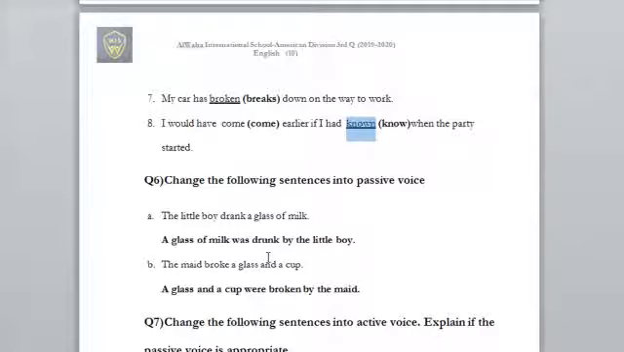By whom? Who did? The person or the subject over here will be coming at the end. And why to be mentioned. Okay, so a glass of milk was drunk by the little boy.